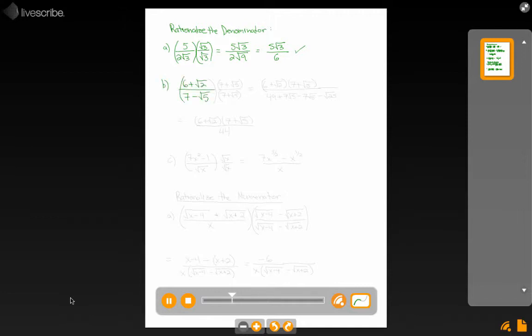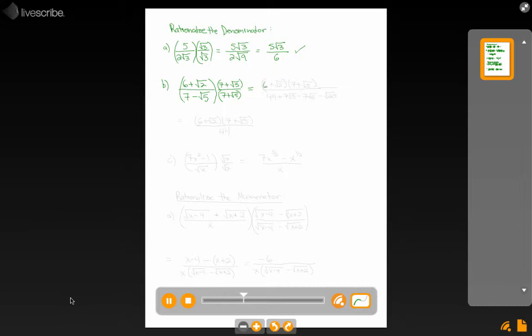This next one, we're given a slightly more complicated example because the denominator doesn't just have a single term in it. It's got 7 minus root 5. If you make the mistake of just multiplying by root 5, you'll realize, oh no, my denominator isn't rationalized. The way that you do get rid of this is you multiply by what's called the conjugate of the denominator, and you do need to do it on the top and on the bottom.